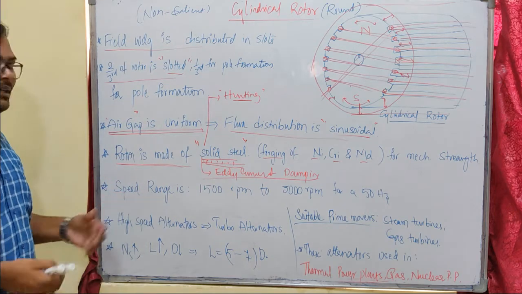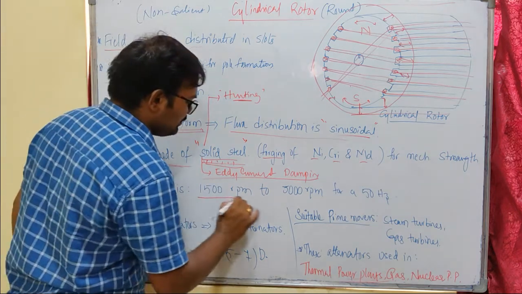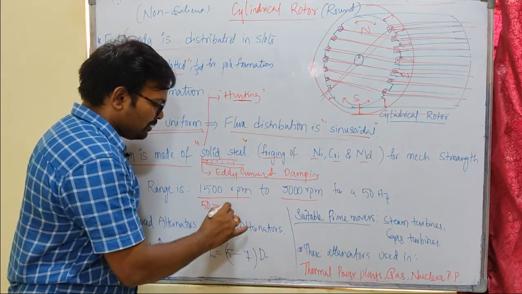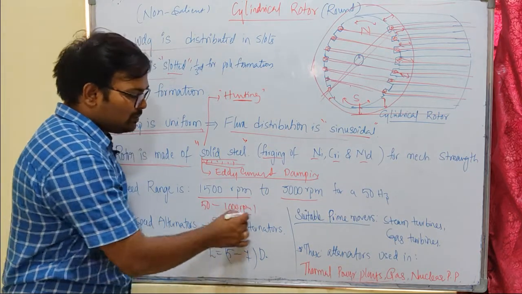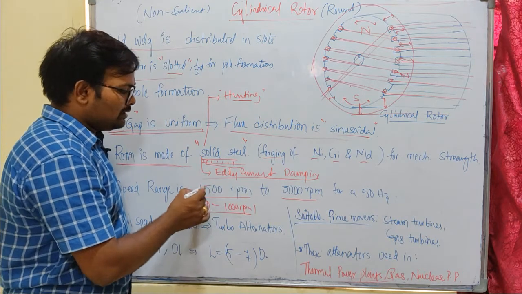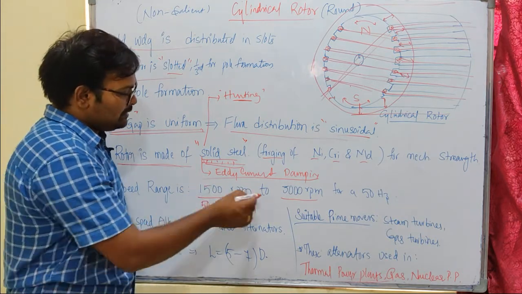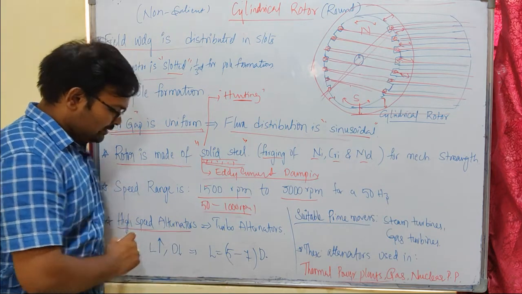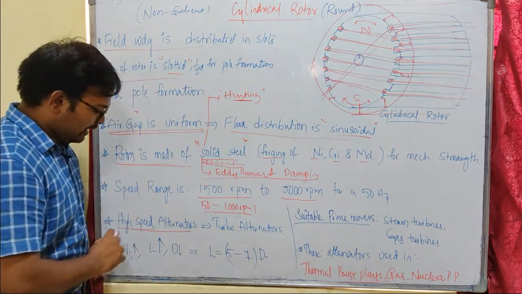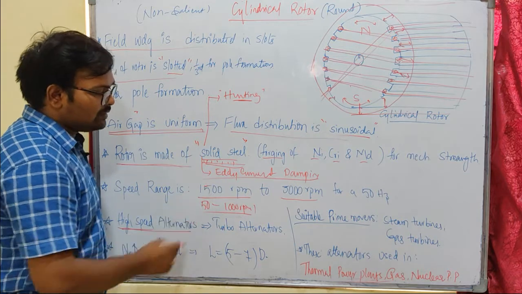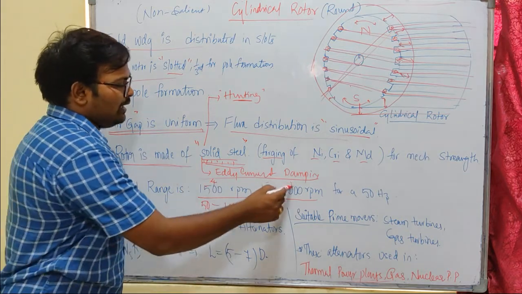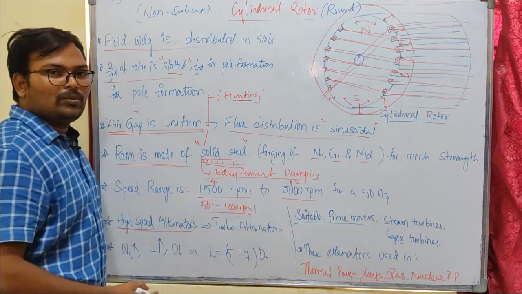The speed range of our cylindrical type rotor is in the order of 1500 rpm to 3000 rpm. For the salient rotor it was 50 to 1000 rpm, so those are low speed alternators. For the cylindrical type rotor, the speed range is between 1500 to 3000 rpm, which means they are called high speed alternators. For 1500 rpm there will be 4 poles for a 50 Hz supply, and for 3000 rpm there will be 2 poles for a 50 Hz supply.